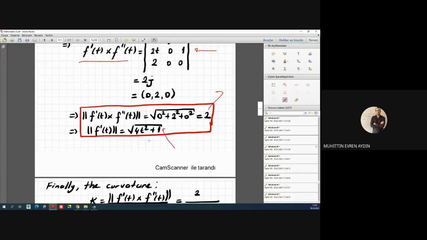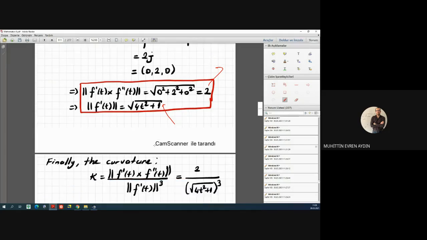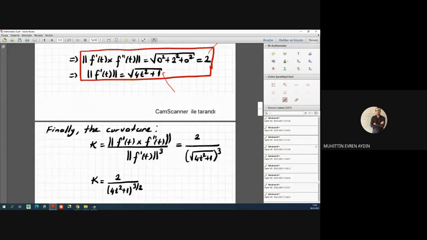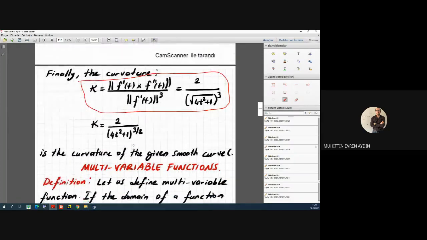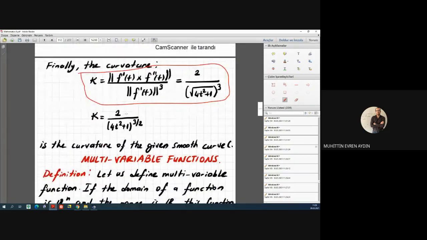And the speed is square root of 4t squared plus 1. Then the curvature is found by using the second formula. And the curvature is given by this equality.